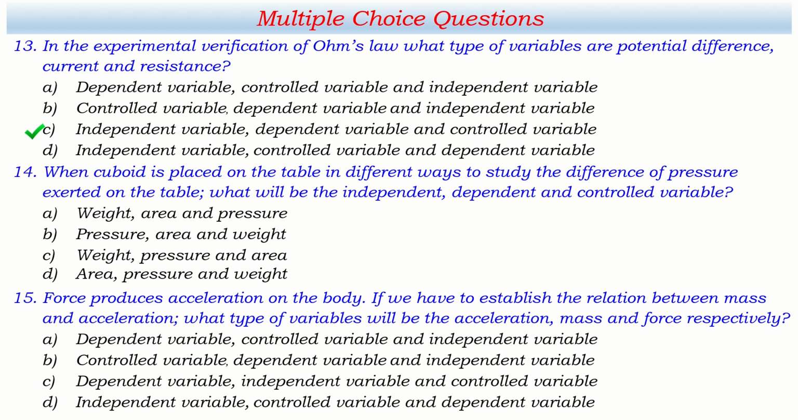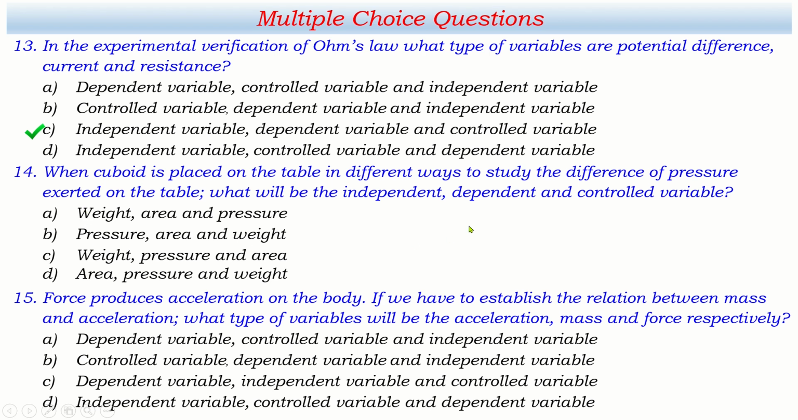When a cuboid is placed on the table in different ways. A cuboid can be placed on the table length and breadth wise, or breadth and thickness wise, or length and thickness wise. In this case, the area changes. I mean to say, the cuboid exerts pressure on the table, and the area from which the pressure is exerted is being changed. That's why area is the independent variable. Here the independent variable is told first. Area is the independent variable.